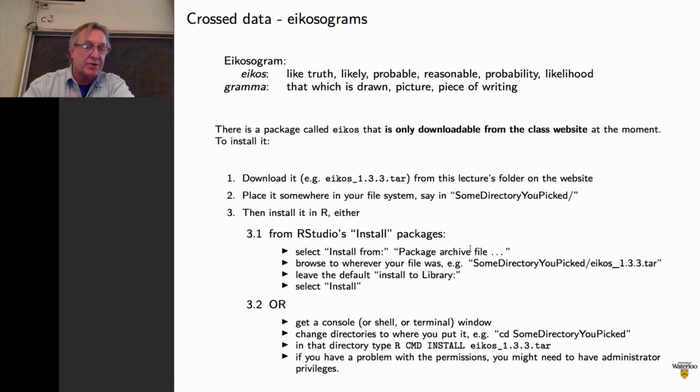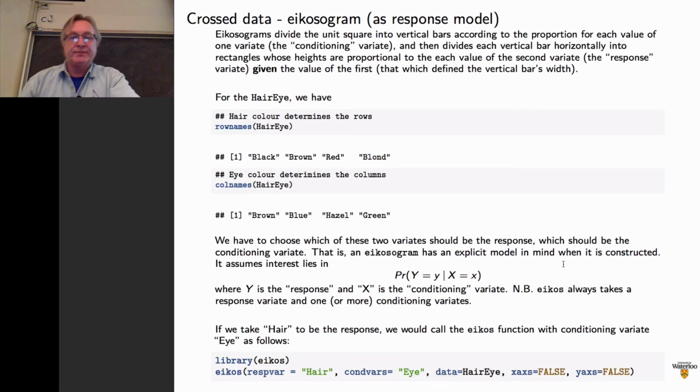Questions? So those are instructions. You can follow that quickly, but let's just get an idea of what this is.